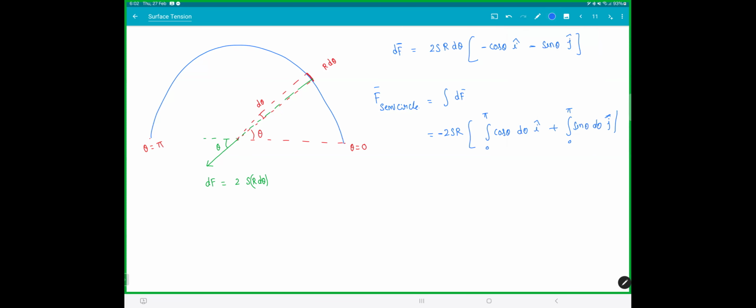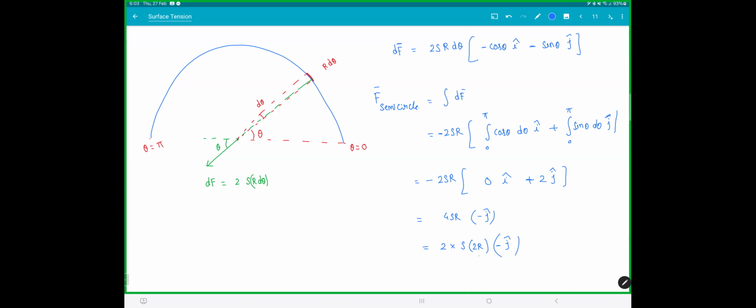Now, integrate this thing. Cos theta d theta integral is sine theta, sine pi is 0, so that will be 0 there. So this will be 0 i cap. And this will be minus 2 j cap. Not minus 2, plus 2 j cap will come. So this will be 2 into S into 2, that is 4SR minus j cap. So there's a way to write this. You can write this as 2 into S into 2R minus j cap.